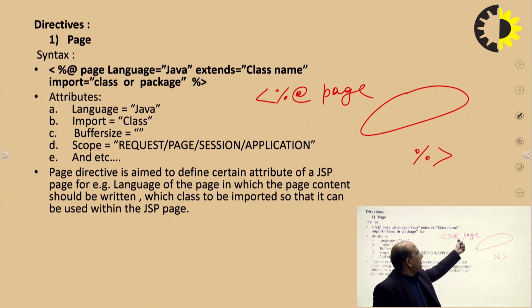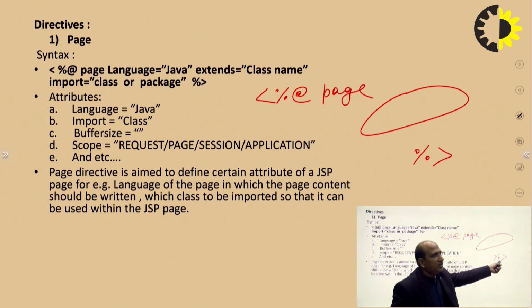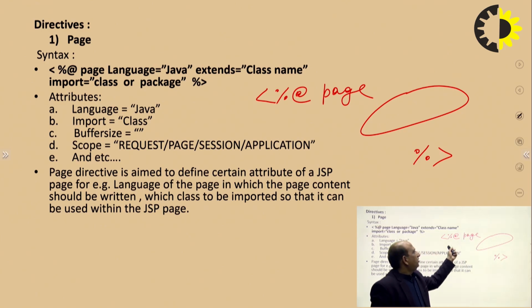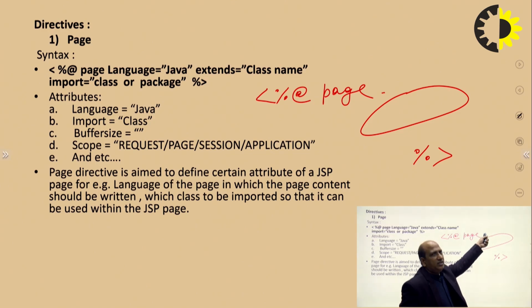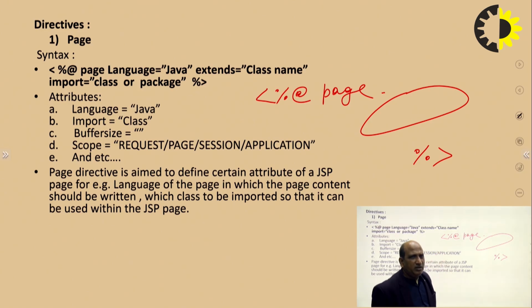This is the starting tag and this is the ending tag for the page directive or directive tag. At the start you can use different attributes. Those attributes may be space separated, and attribute-value pairs may be used.